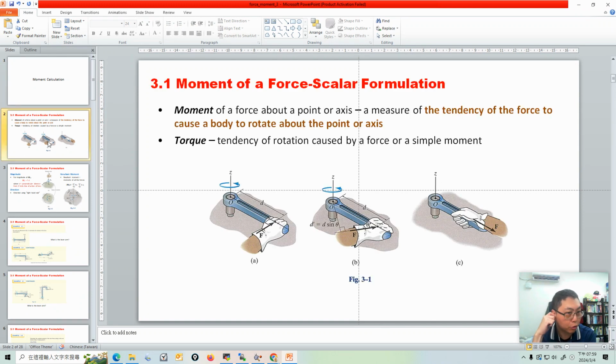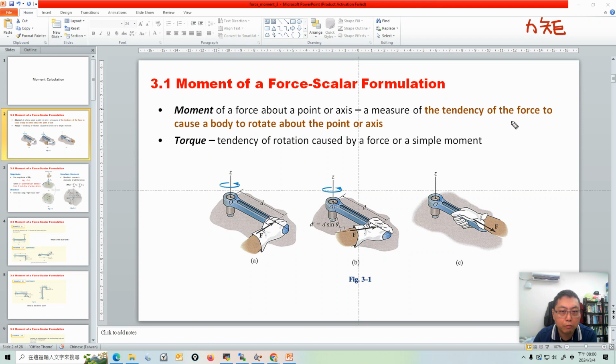Moment is just the torque. But I don't know why in mechanics of materials they just call it moment. Actually, in general physics, if you have a first year physics course, they call it torque. In Chinese it's called 力矩. Okay, torque. Let's write the Chinese here. It's torque or moment.